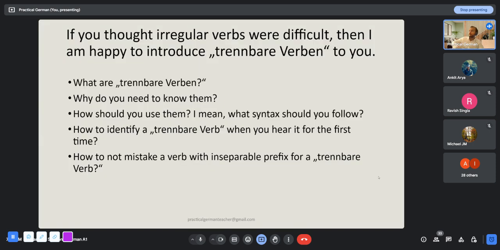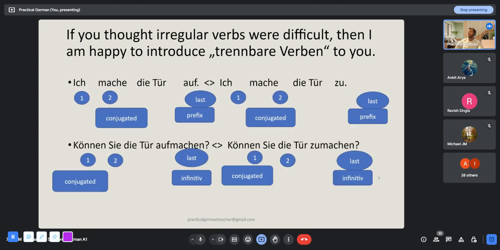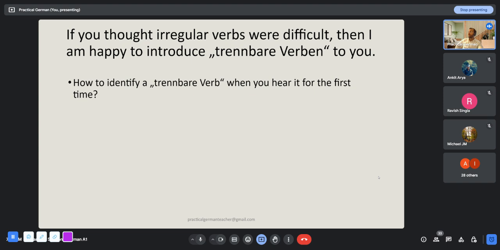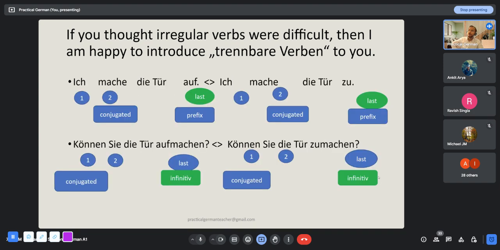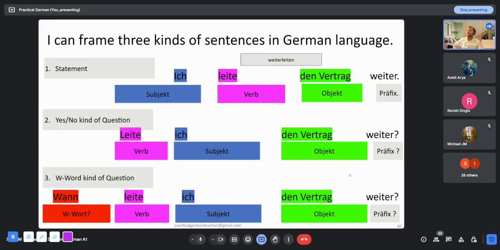Okay, if no more questions, we discussed what they are, and then we looked at some examples. How do you identify a trennbare verb when you hear it for the first time? Let's say I say a sentence. Let me go back. In this sentence, ich leite den Vertrag weiter, you know this is a prefix. It has been taken away from the verb. So the verb is weiterleiten, and weiterleiten is a trennbare verb.